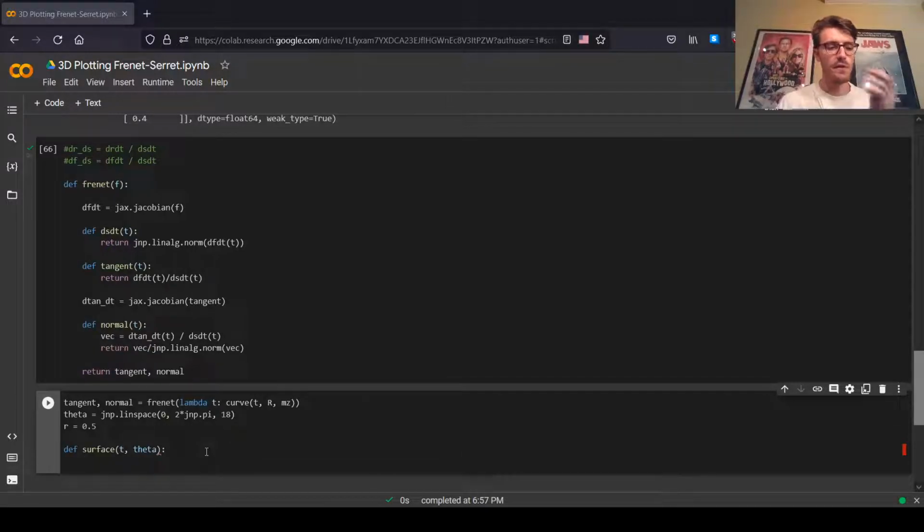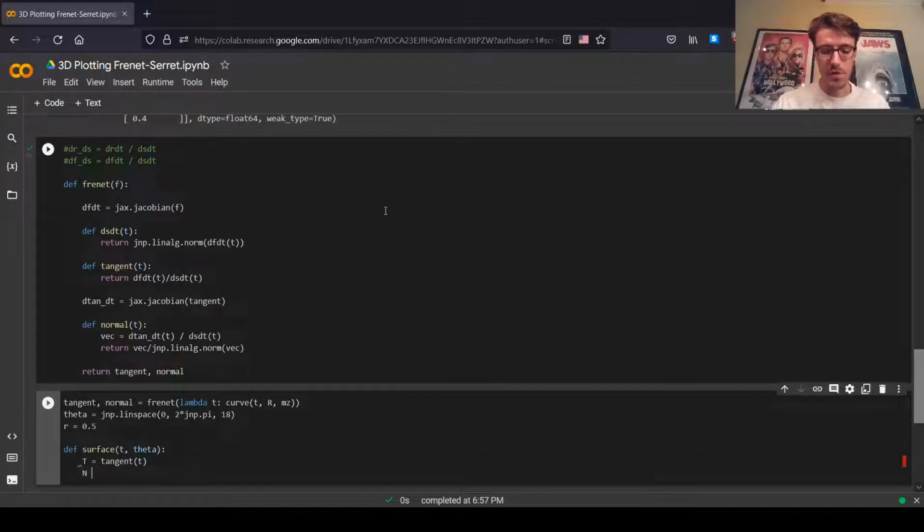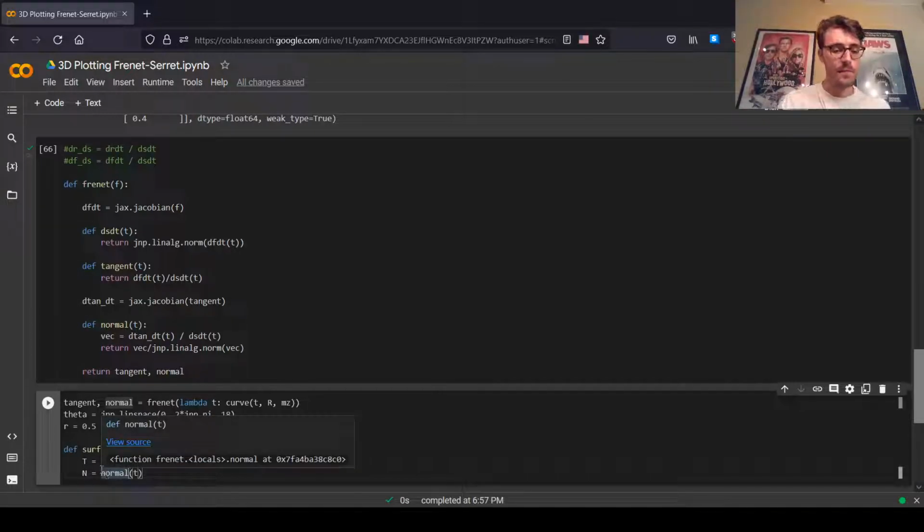So let's get further into our function. We just found those unit vectors, so let's store those in variables. Pretty simple. Normal of t. In these bigger capital T, capital N, we're going to store what is returned when we input a given time for our tangent and normal functions that we stored here, right?